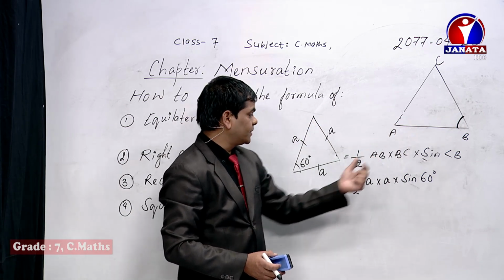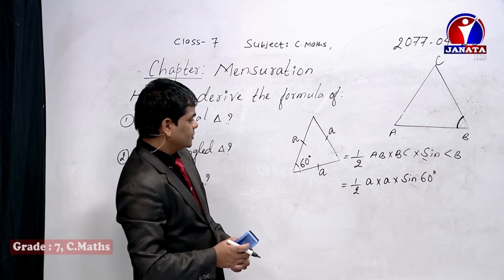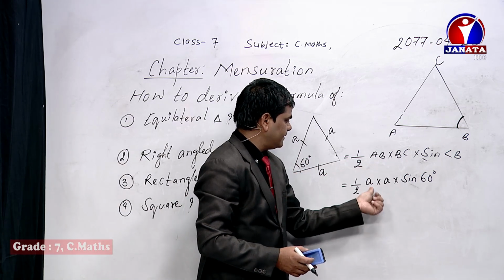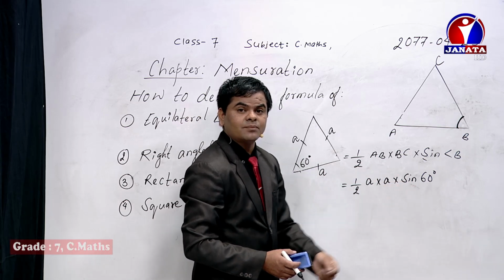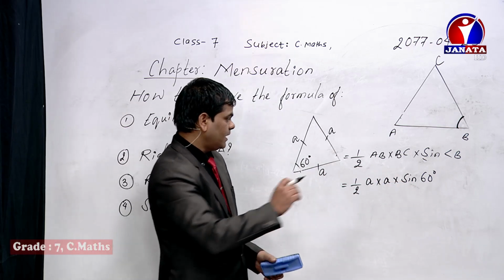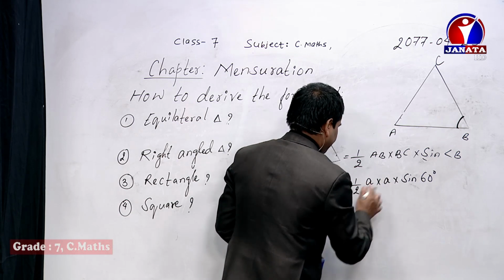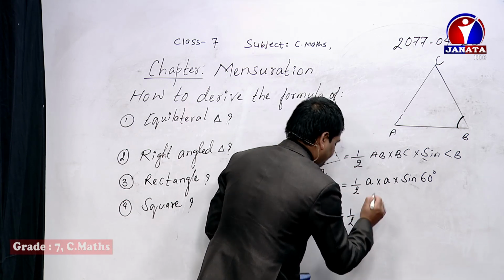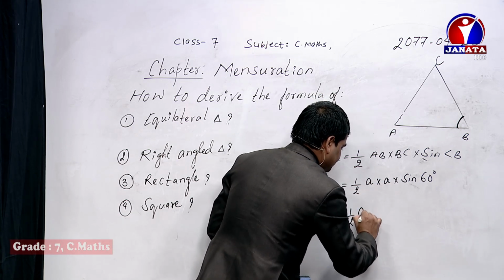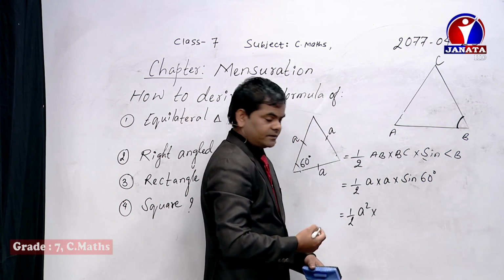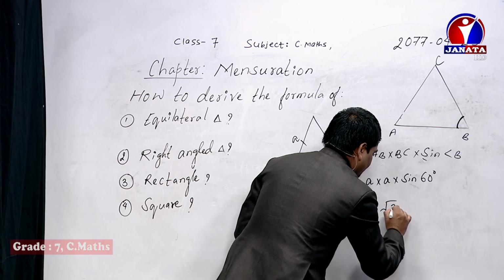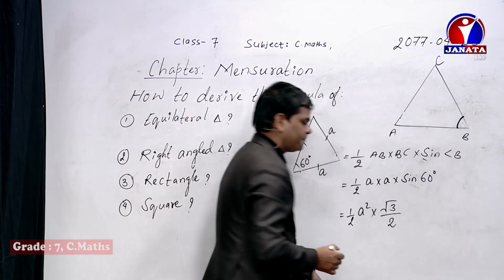Using this formula to make its formula, so 1 by 2 A into the middle angle, which is 60 degrees, so sine 60 degrees. In terms of sine we need to mention the angle. Now if you multiply, 1 by 2 A into A is A square, and into the value of sine 60 degrees. The value of sine 60 degrees is, we know, root 3 by 2.